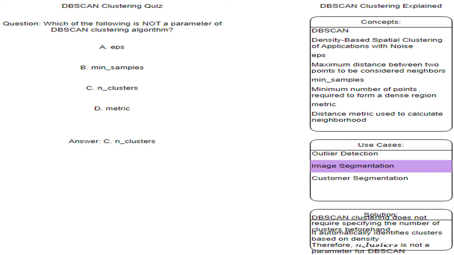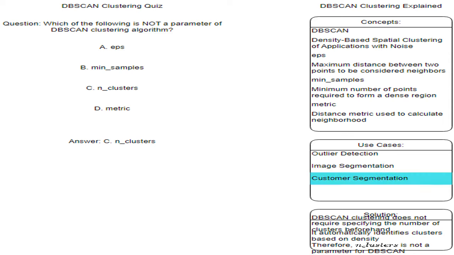Image segmentation. DBSCAN can be applied to segment images by grouping pixels based on their color, texture, or other features. It can identify objects or regions in an image, providing valuable insights for image analysis and object recognition.